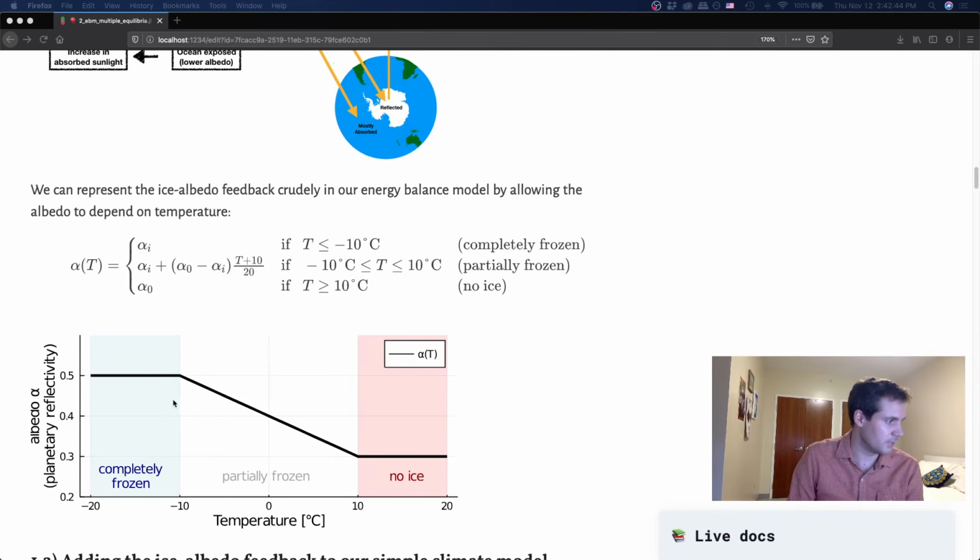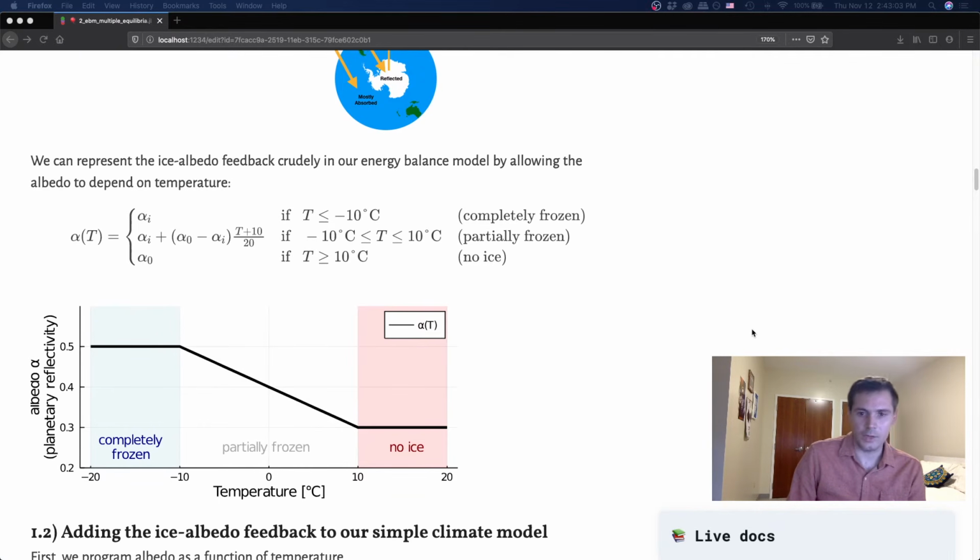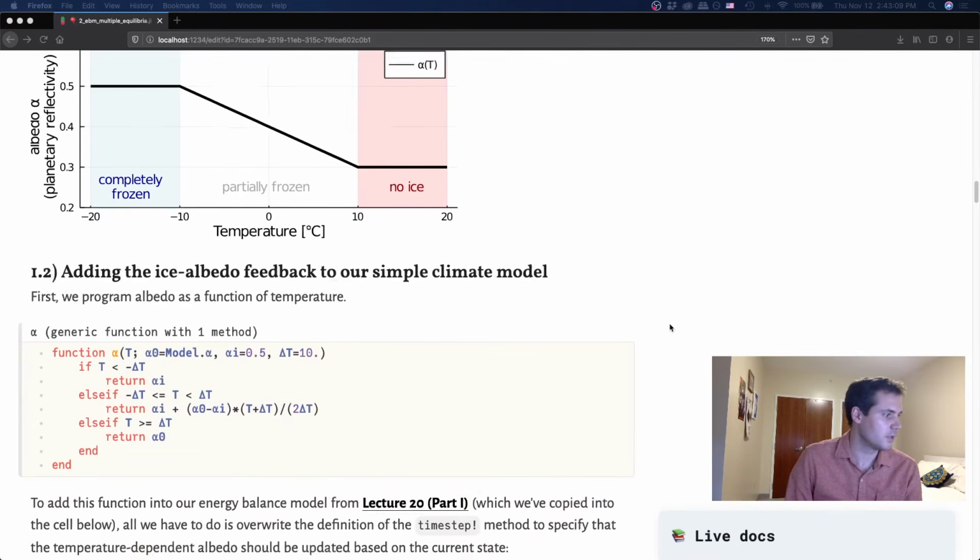So that gives us a graph that looks somewhat like this. So you have this region for less than minus 10 degrees Celsius, where it's completely frozen, really high albedo, a lot of radiation is getting reflected. For warm climates, you have no ice, a lot of the radiation is getting absorbed, and then there's this region in between where it's called partially frozen. All right, so what happens if we now add this? All we do is we just add this temperature-dependent albedo function into our model. So how do we do that?